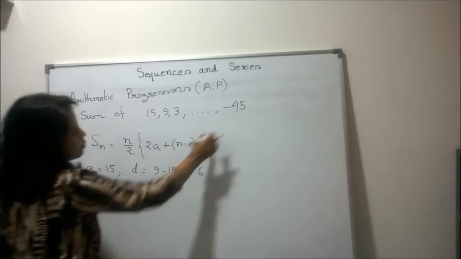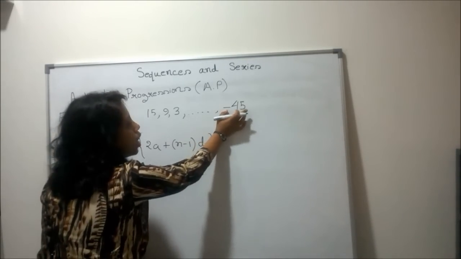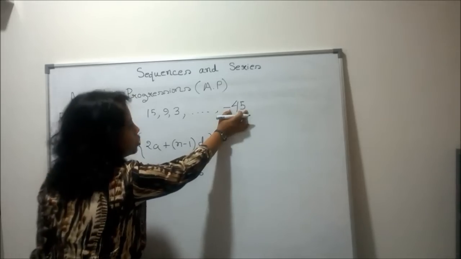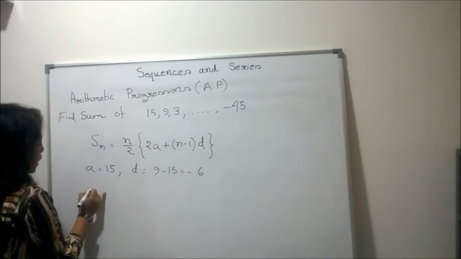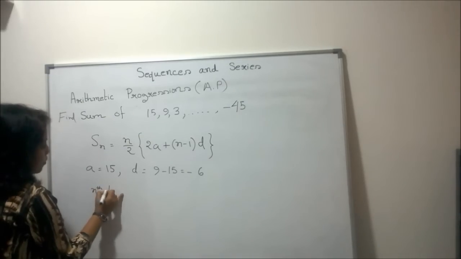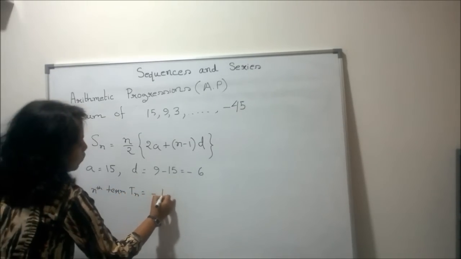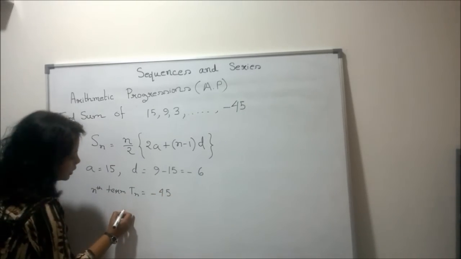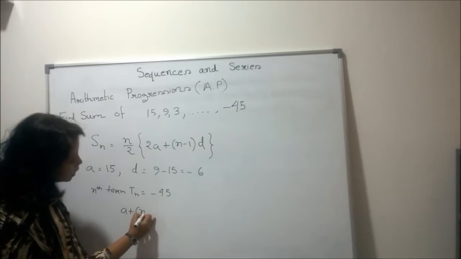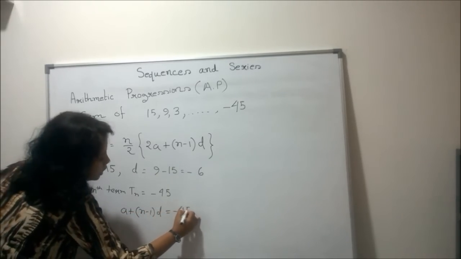Now the last term is given, that is minus 45. But we don't know which term it is. So we have to find out the n, Tn. So Tn, that means nth term. Nth term Tn is given minus 45. And what we know about Tn? That is a plus n minus 1 d, that is equal to minus 45.